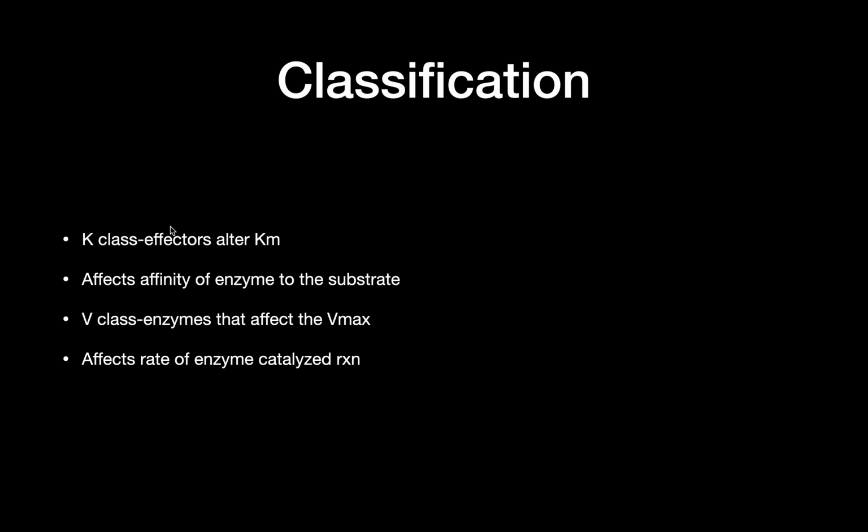So there you go. There's a couple of classifications. The K class effectors will alter the Km, and that affects the affinity of the enzyme to the substrate. Just remember Km, affinity. And the V class will affect the Vmax, and that affects the rate of catalyzing the reaction.